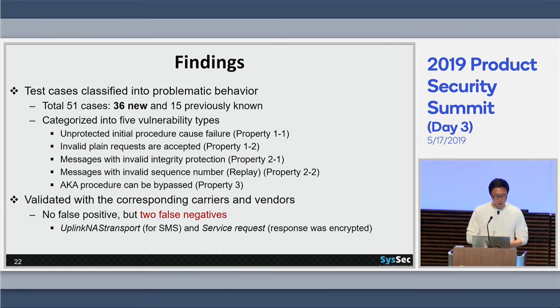The second one was about the service request test case. This is because the response from the operational network was encrypted, so our decision tree could not correctly decide whether it was accepted or not. Initially, we could not parse the encrypted message, but after some research, we identified that only the message length of the encrypted message is enough to identify the message types.